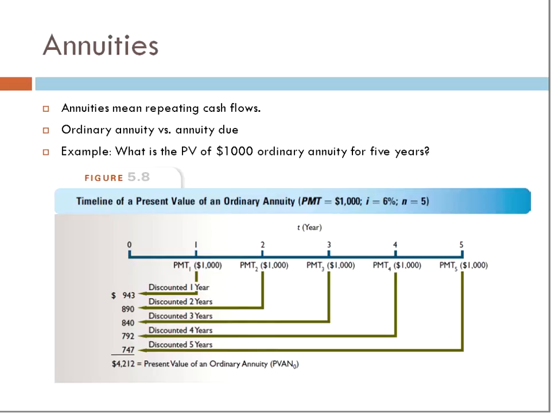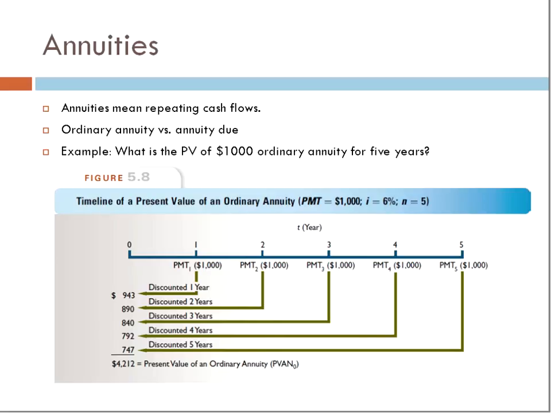There are two types of annuities, ordinary annuity versus annuity due. Ordinary annuity assumes that the cash exchange is done at the end of the period. Annuity due assumes that the cash exchange is done at the beginning of the period. For our purposes, we will always assume that exchanges are done at the end of the period. So for our purposes, we will be calculating ordinary annuities for now. Unless I specifically tell you annuity due, you always assume that everything is ordinary annuity, and so therefore the cash exchange is done at the end of each period.